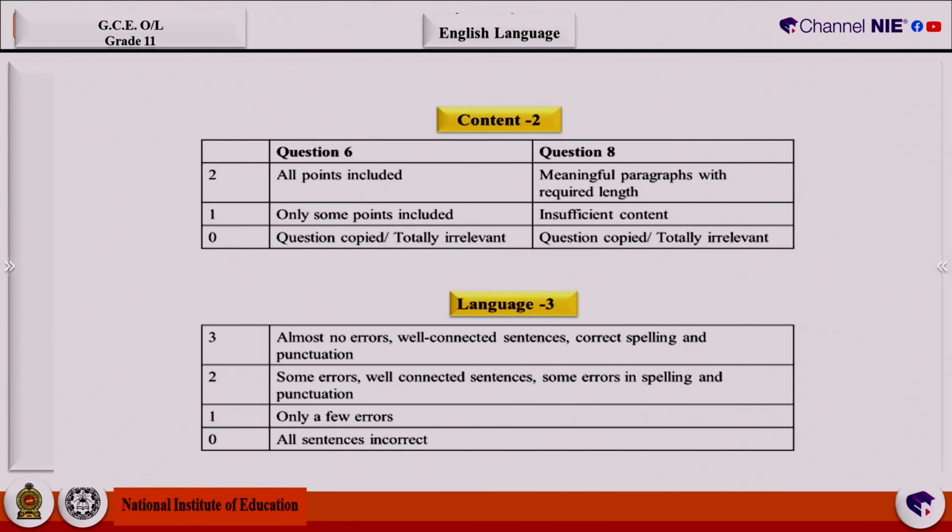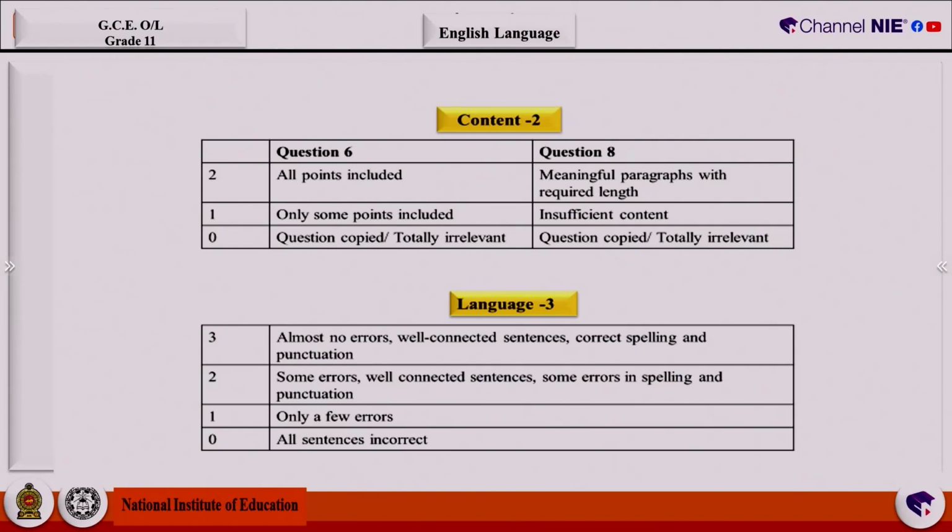You are given 2 marks for the content. Content, 2 marks, and language, 3 marks. So look at the way you get these 2 marks for content. For question number 6, that is writing a note or a notice, all points should be included, then you will be given 2 marks. If only some points are included, you will be given only 1 mark. If you just copy the question or what you write is not that relevant, you will not be given marks.